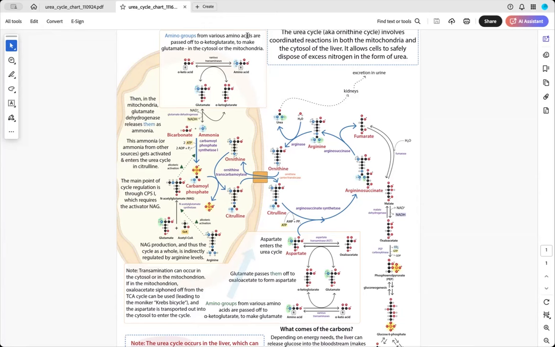But remember that you have two amino acid groups coming in, two amino groups being passed. Those two amino groups are ultimately going to be released as urea. And now we just have to figure out the logistics to make that happen.